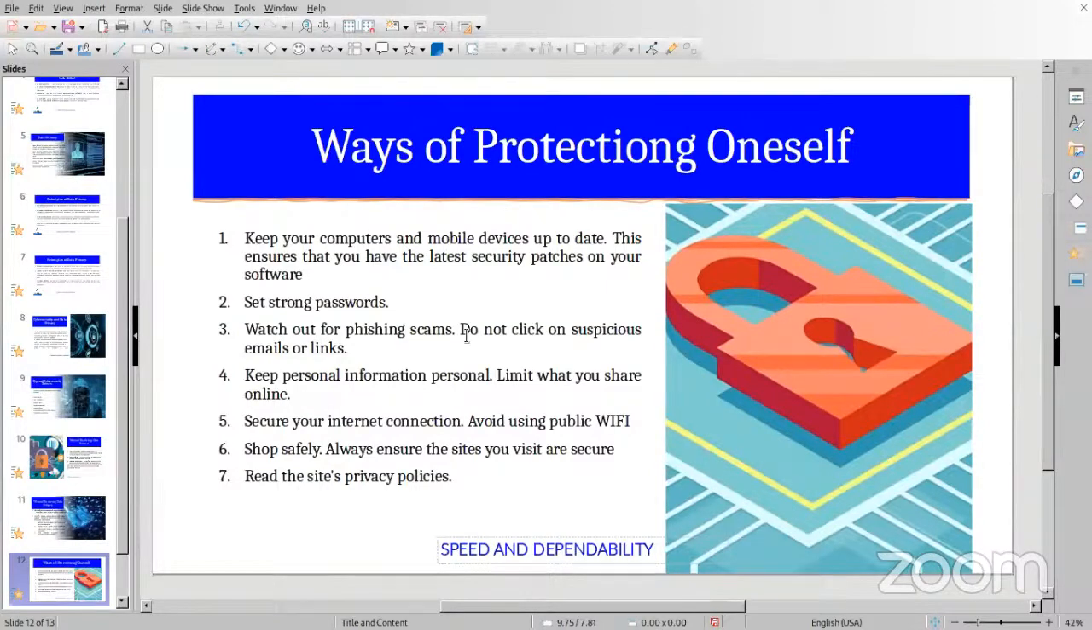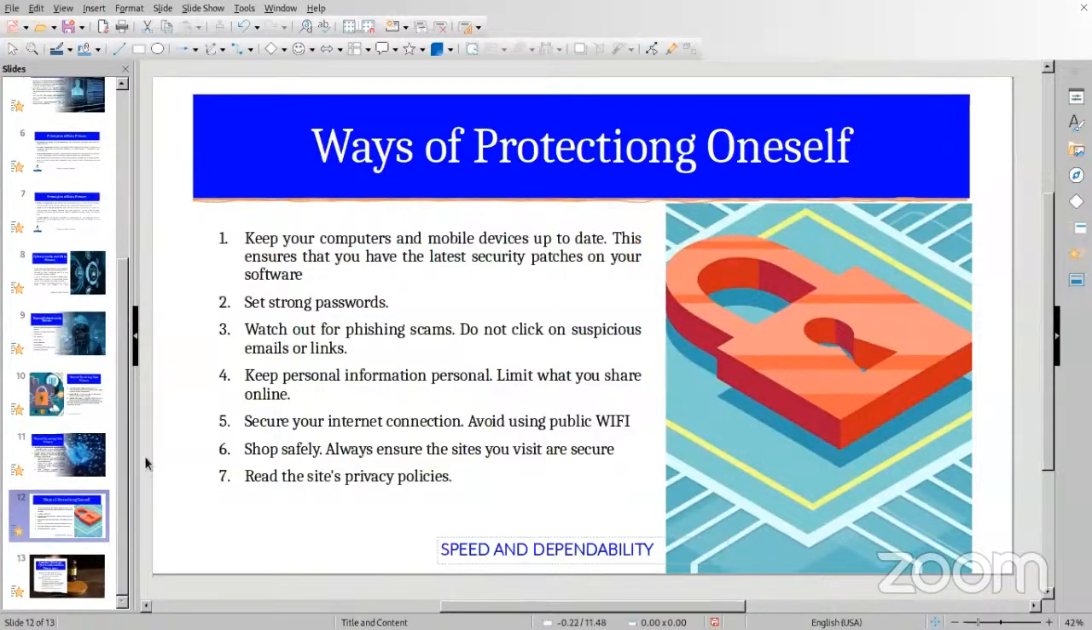Again, read the site's privacy policies. I'm pretty sure most of you do not read the terms and conditions provided on a site, right? All you do is click on I agree. If you look at, for example, the policies provided by social media apps, some of them are actually an invasion of your privacy. So try, as much as possible, to read the privacy policies.